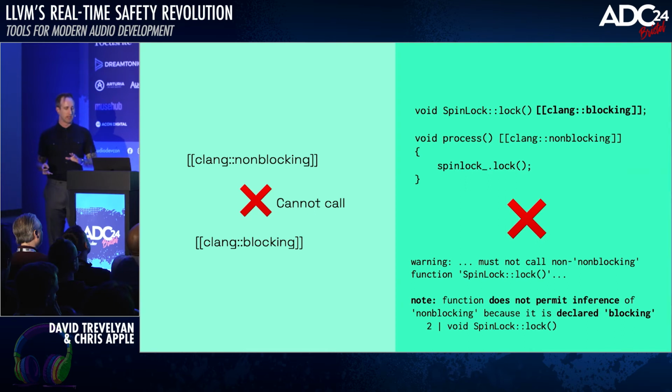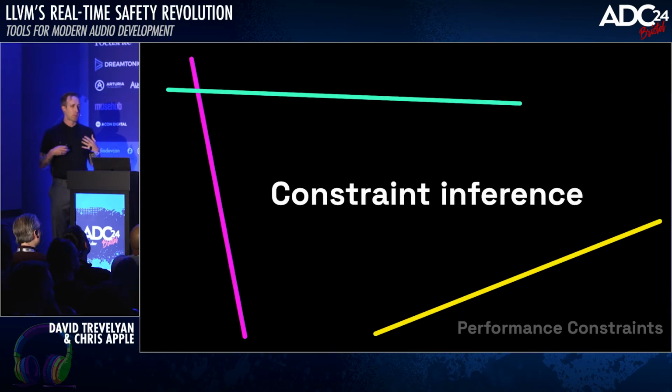Now, the second part of that sentence I think makes sense on its face, but let's talk about inference. What does not permit inference mean? So at this point, you might be kind of reasoning about the virality of these attributes. You have to put this on the top layer callback. You have to put it on all the functions that it calls, all the functions that they call, and so on and so forth. If you have a 10,000 line code base, this is a laborious process. It's going to take a little while.